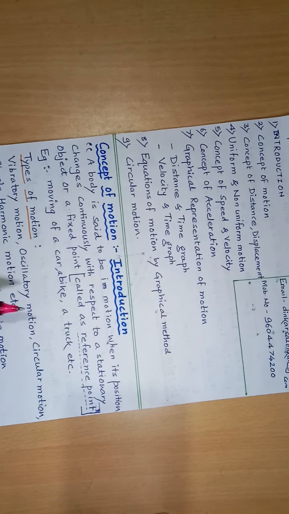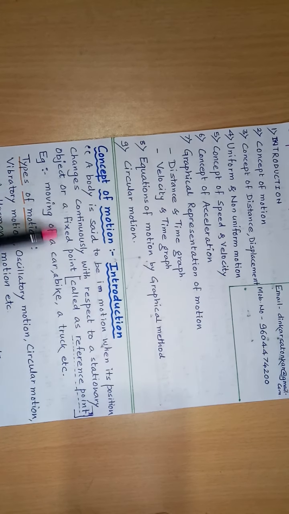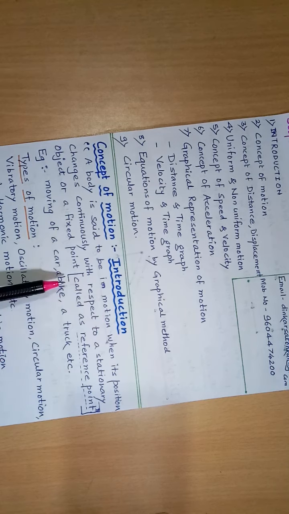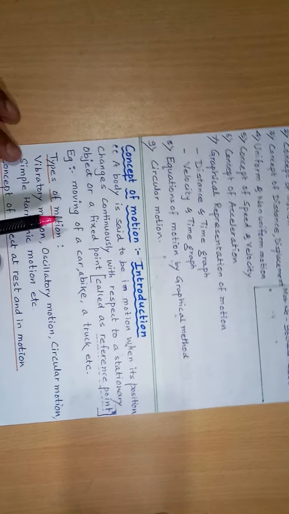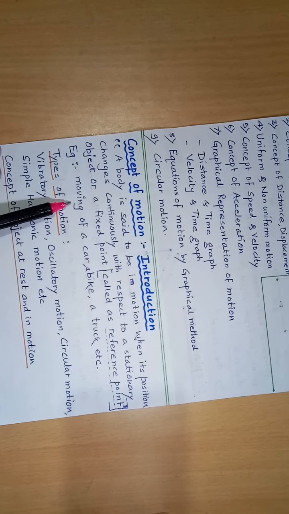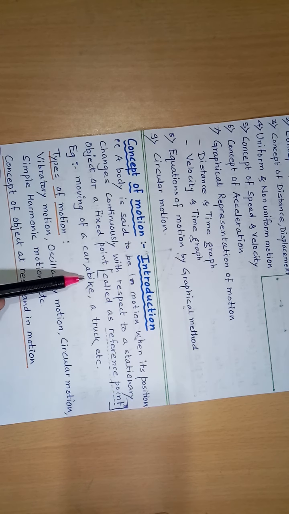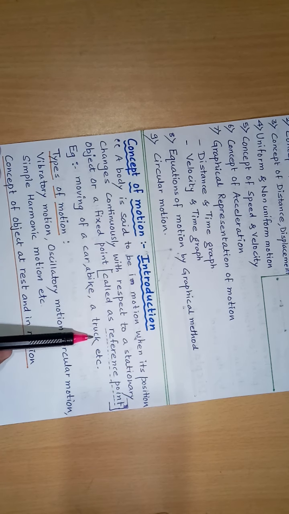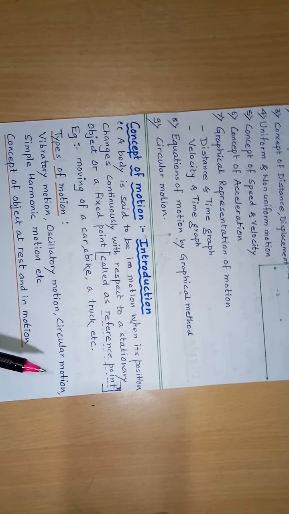So the body is said to be in motion when its position changes continuously with respect to a stationary object or a fixed point, that is called as in motion, and this particular fixed point is called as the reference point. What examples we can study over here? You can take any examples like the movement of a car, or a bike moving from one place to another place, a truck is moving, if you are going by train, then the movement of the train from one station to another station. All these are nothing but the examples of the motion of an object.